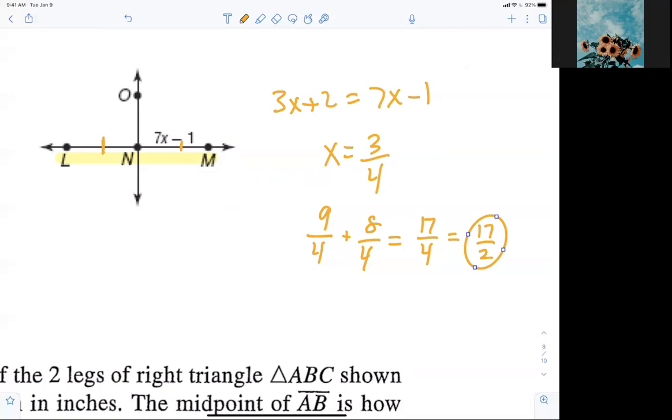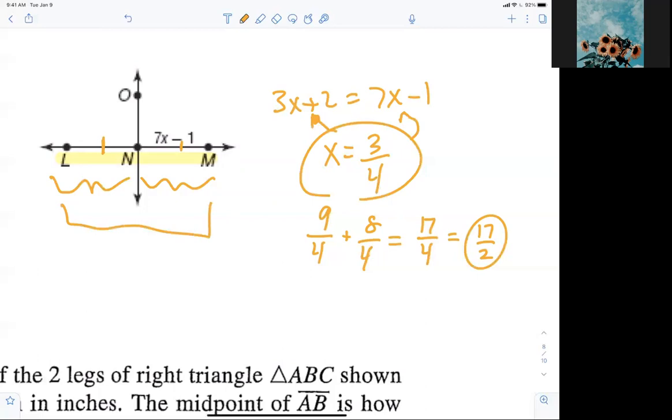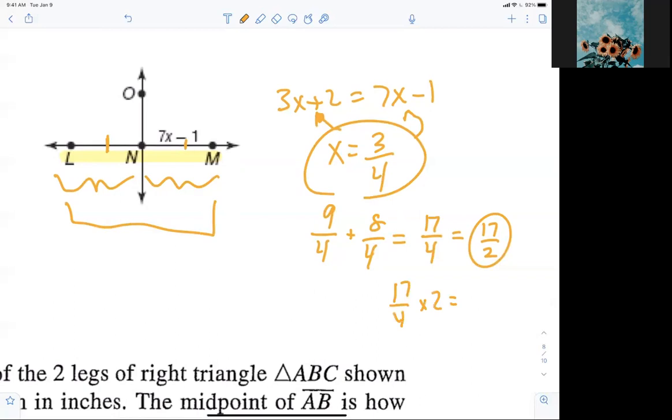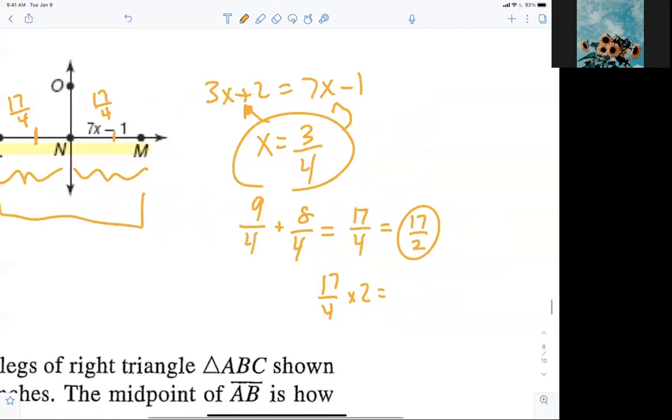I plugged 3/4 into this equation. Okay. And that told me what LN was. And LN is equal to NM. Therefore, LM is equal to LN times 2. So 17/4 times 2. Because each one of these is 17/4. Agreed? I'm just confused why you times the 2 by 3/4 also, because 3 is only being times by x. I didn't. I added 2. 3 times 3/4 plus 2. That's how I got 17/4. Oh, okay, I see.